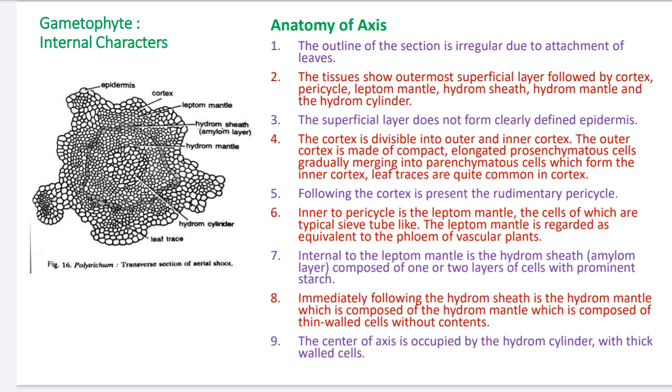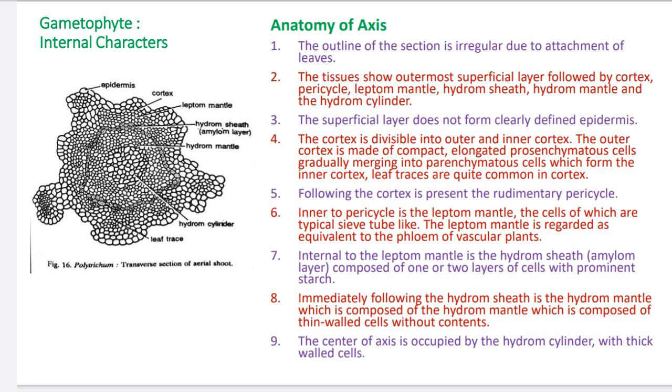Number 7. Internal to the leptome mantle is the hydrome sheath, that is the amylum layer. Amylum, starch, is the reserve food present in Polytrichum. Internal to the leptome mantle is the hydrome sheath, the amylum layer, composed of one or two layers of cells with prominent starch.